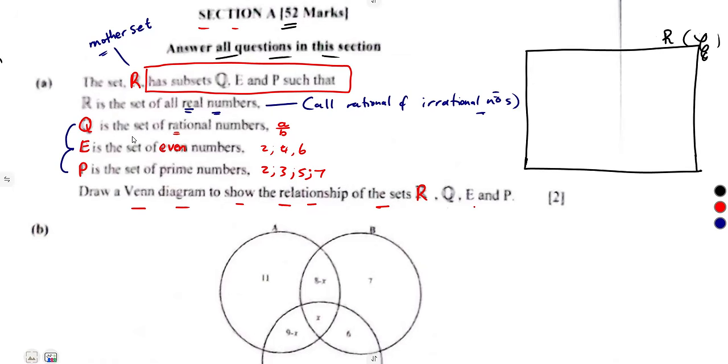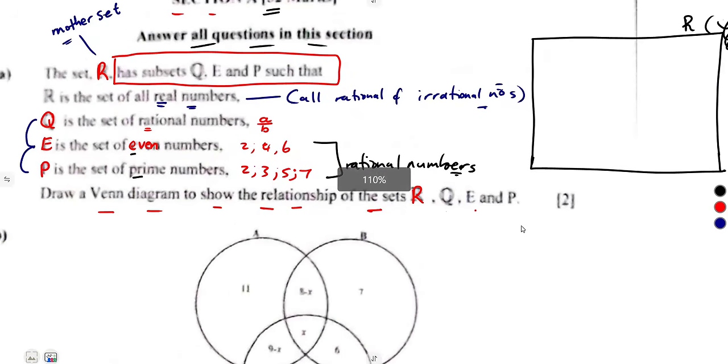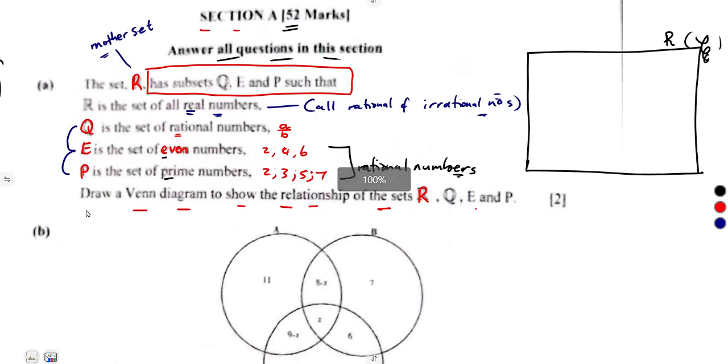So Q is rational numbers. So take note, even numbers and prime numbers are rational numbers. They can be expressed in the form A over B. These are rational numbers that we are referring to. They can be expressed in the form of A over B, all right? In this form, 2 over 1, 4 over 1. Everything can be expressed as a fraction.